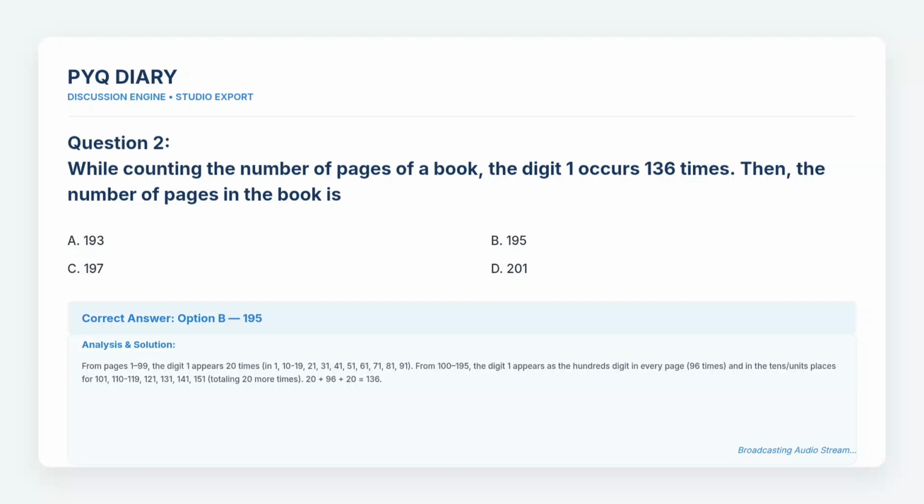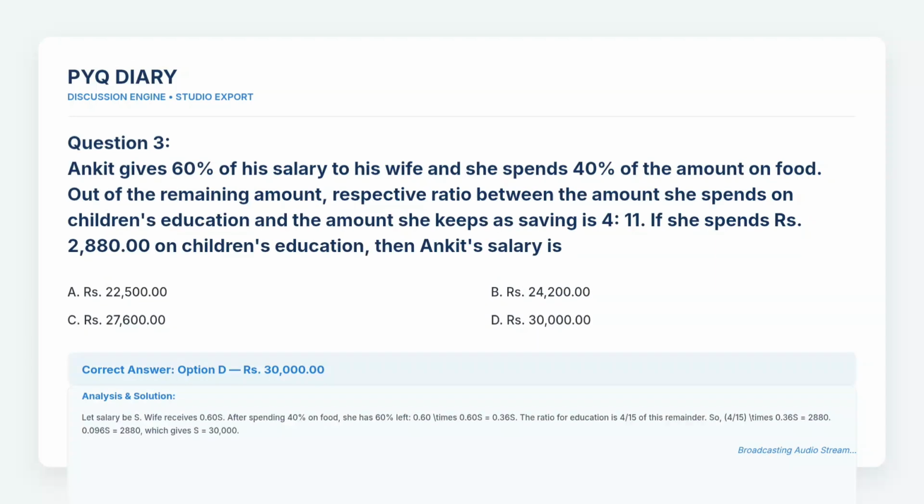Question 2. While counting the number of pages of a book, the digit 1 occurs 136 times. Then, the number of pages in the book is, the choices are A. 193, B. 195, C. 197 and D. 201. The correct answer is option B. 195.